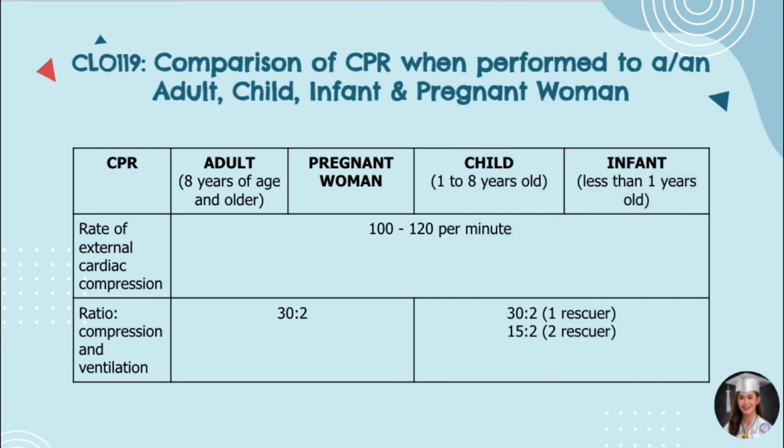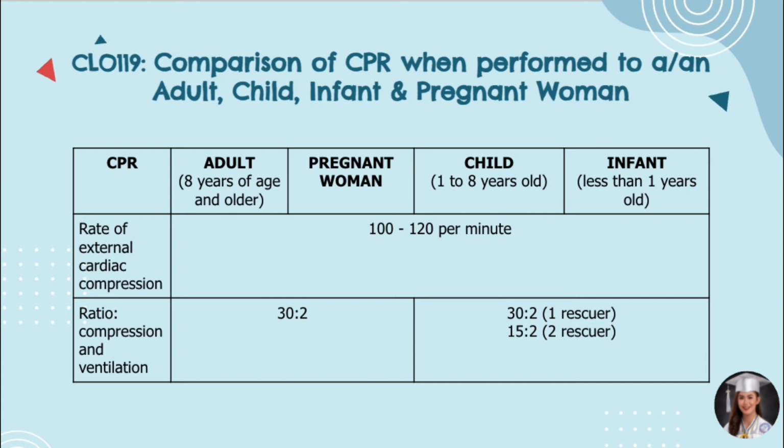As for the next category, which is the rate of external cardiac compression to an adult, pregnant woman, child, and infant, it is considered as true to all age groups, which is giving continuous compressions at a rate of 100 to 120 beats per minute. The idea is to be exact or between 100 and 120.